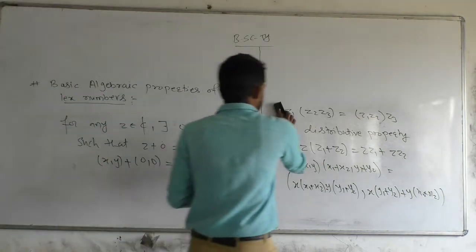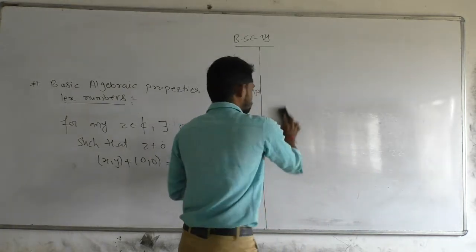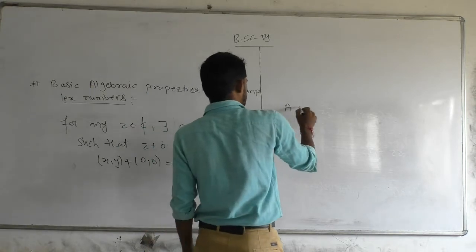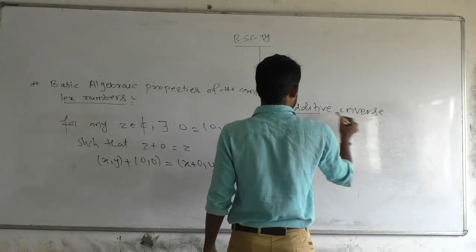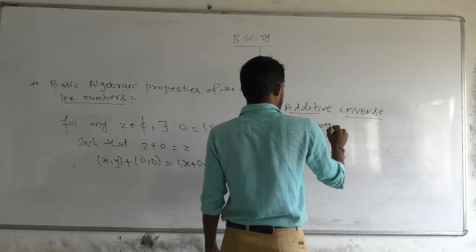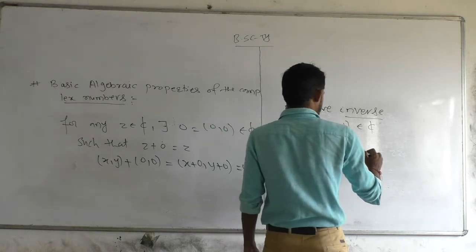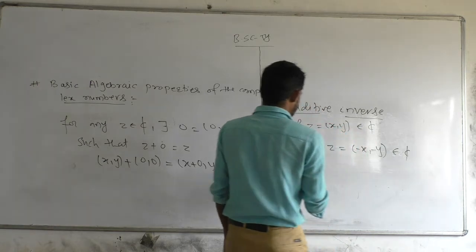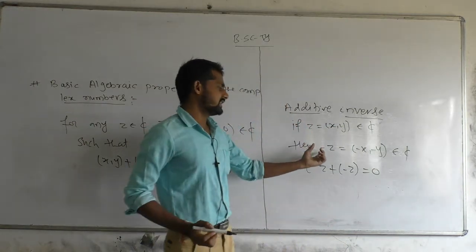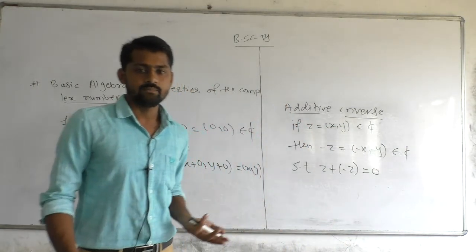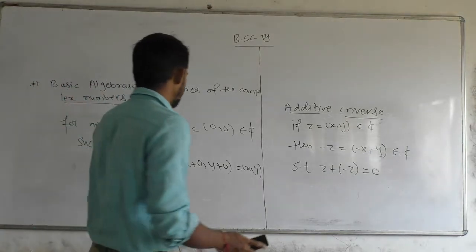Now additive inverse. If z belongs to C, and z is equal to (x, y), then we can say that minus z, which is (minus x, minus y), also belongs to C, such that their addition, z plus (minus z), is equal to 0. Therefore, minus z is the additive inverse of z. So the additive inverse of each and every element of the complex numbers exists. Now multiplicative identity.